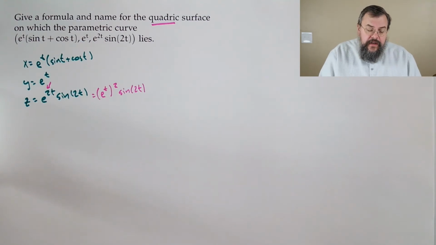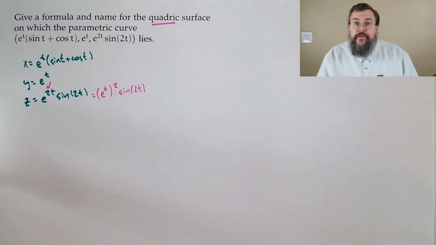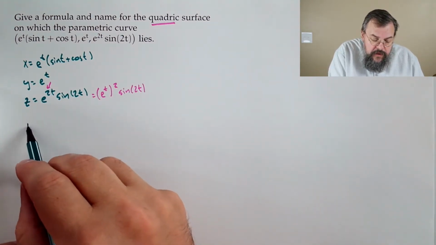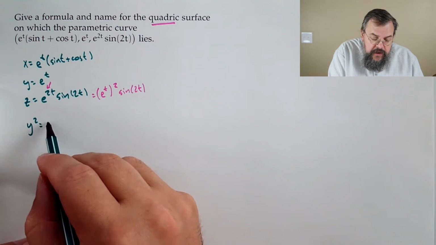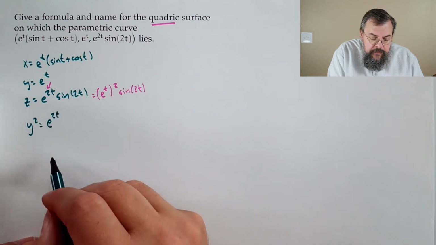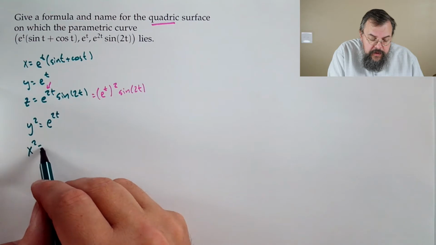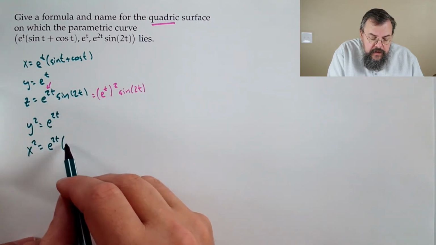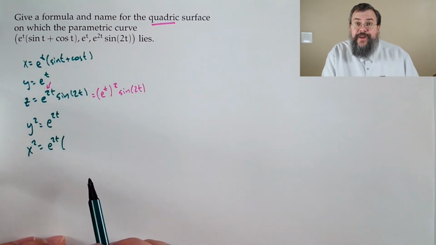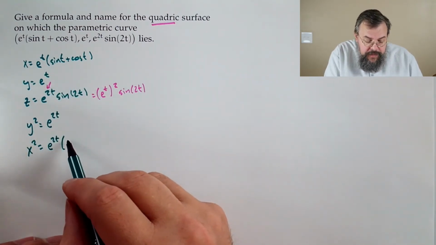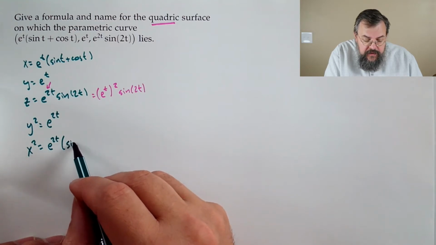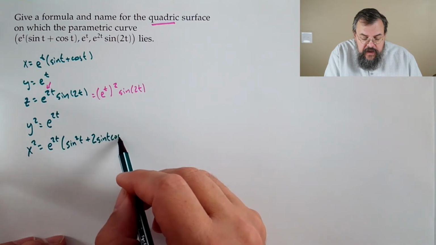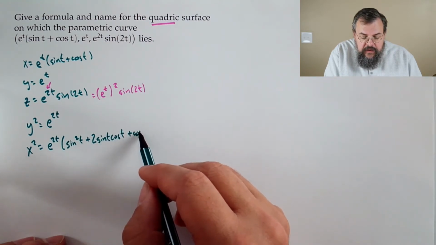So let's look at x squared and y squared. Now, y squared is the easiest, so we can do that. y squared would be e to the t squared, which we can write as e to the 2t. x squared, well, square each part. That's e to the 2t, and then sine t plus cosine t quantity squared. What would that be? Well, that would be sine squared plus the middle term, 2 sine cosine, plus the last term, cosine squared.